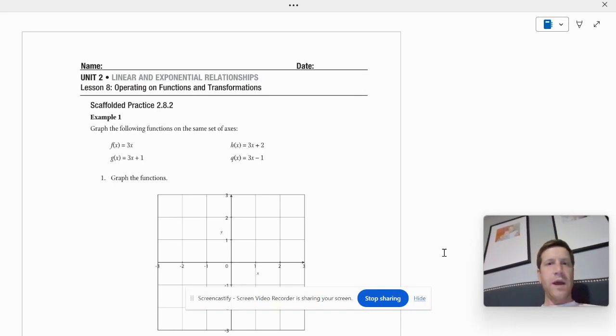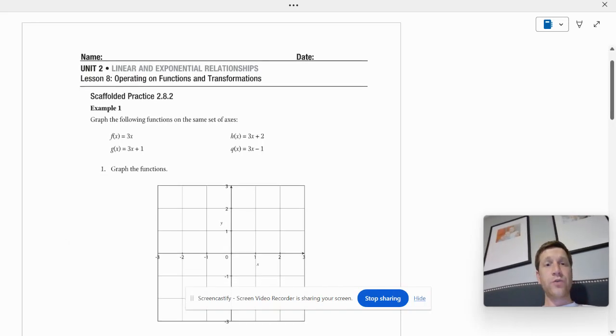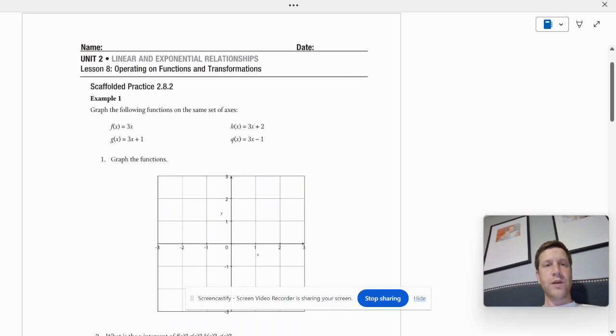Okay, guys, welcome back. Today's new stuff, we're going to look at 282. So we're going to look at different functions as transformations of each other. First thing, we have four different functions. Remember, we can use any letter, not just f. So I have f of x, g of x, h of x, and q of x.